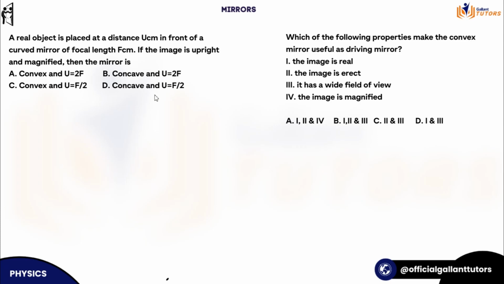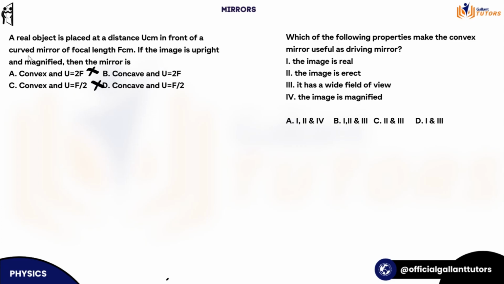Alright, so the next question. A real object is placed at a distance u centimeter in front of a curved mirror of focal length f. If the image is upright and magnified, so this object is okay. Now, a real object, so suggesting that this has to be concave. It's because convex produces what type of image? Yes, virtual. So A and C are automatically out.